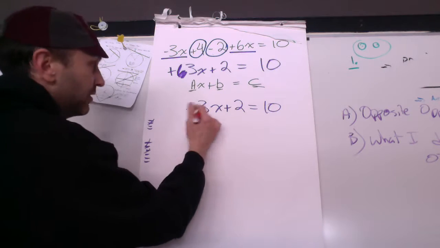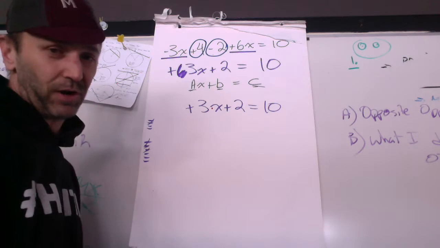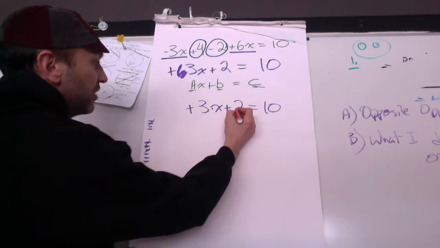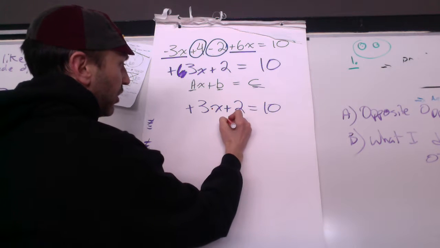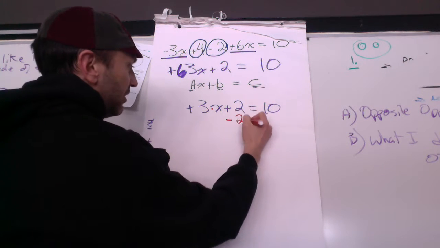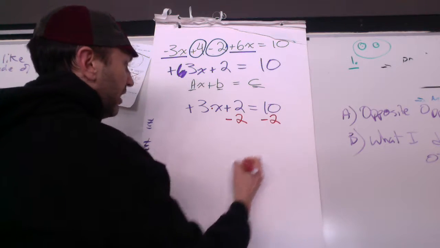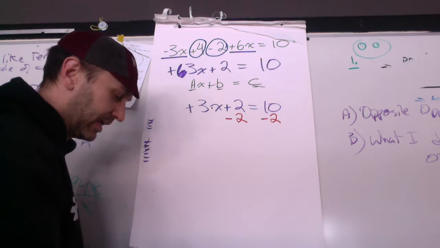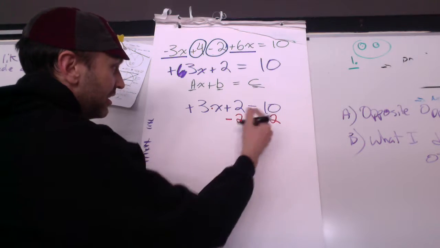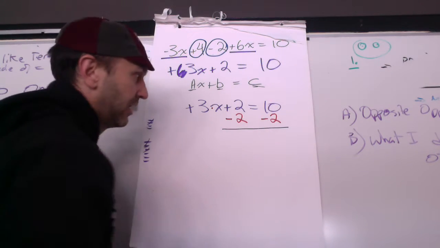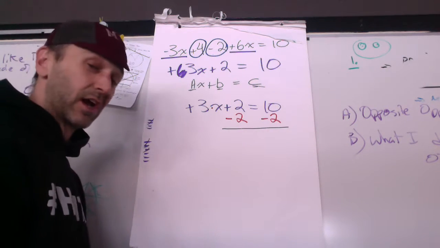Why? Because it's attached to the x. You're right. Good job. That's actually a coefficient. So here's my constant. I am going to use the opposite operation. What I do to one side, I do to the other. Now, please, please, please, once we have this, I want you to draw a line. Because this tells us we're actually doing an operation.